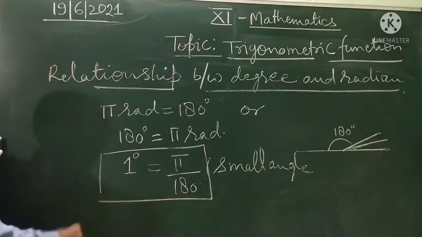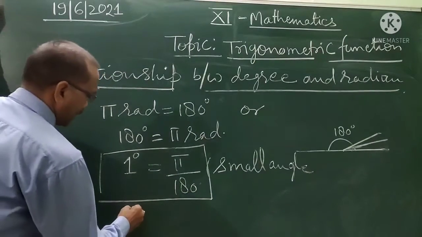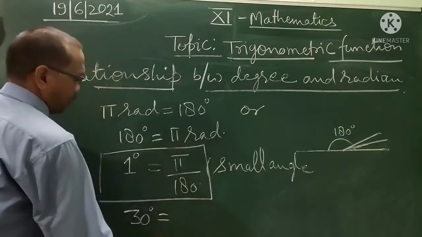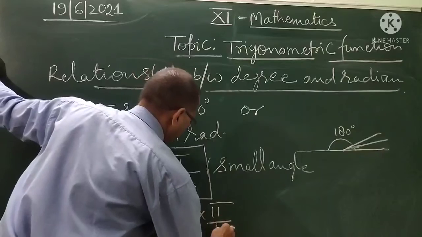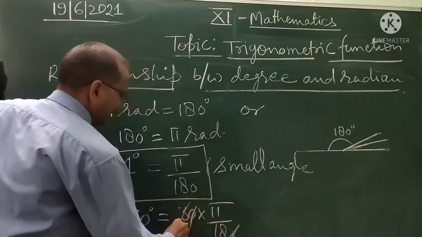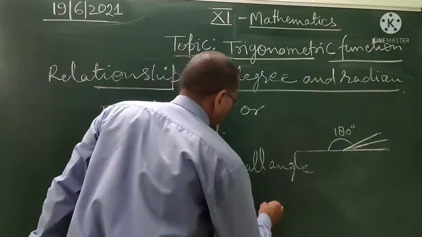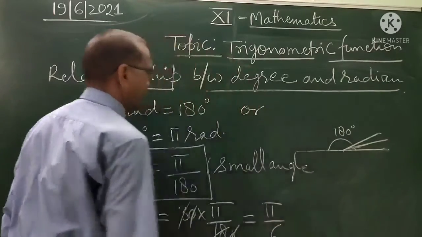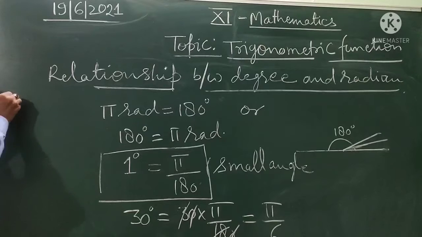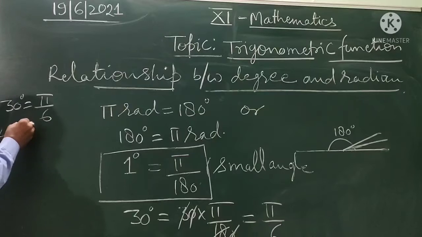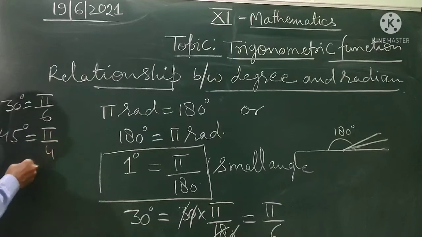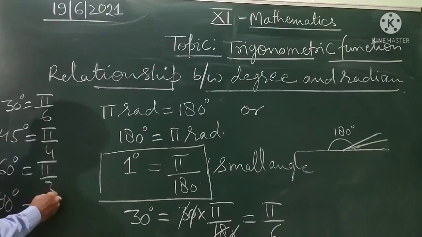If we write 30 degree, then 30 degree equals 30 into pi upon 180. Zero zero cancel, 3 sixes are 18. So it is pi upon 6. So we can say 30 degree equals pi by 6. Similarly, 45 degree equals pi by 4, 60 degree is pi by 3, and 90 degree equals pi by 2.